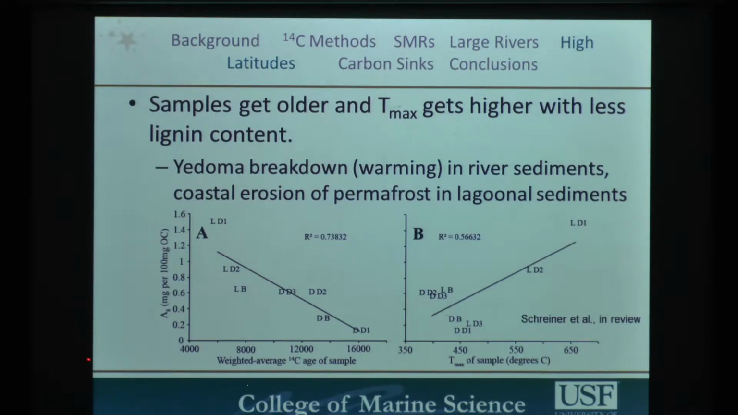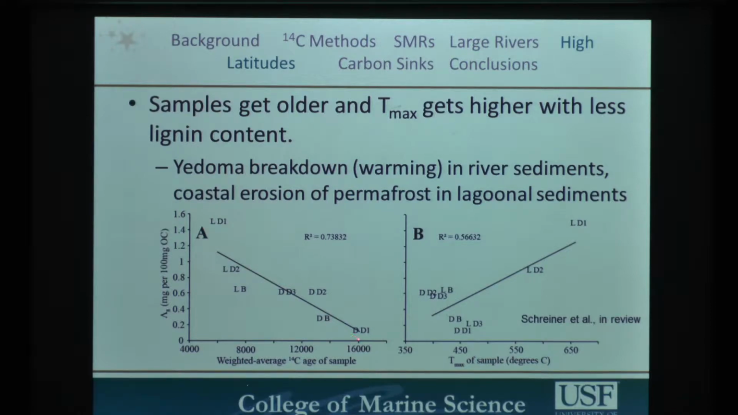This lambda term is basically how much of that organic material is made up of lignin. Now, for those of you who don't know, lignin is a class of compounds that is only formed terrigenously. So when you find it in the ocean, you're pretty much guaranteed that you're talking about a terrigenous input to ocean carbon, to marine sediment carbon. So it's been very useful through time.